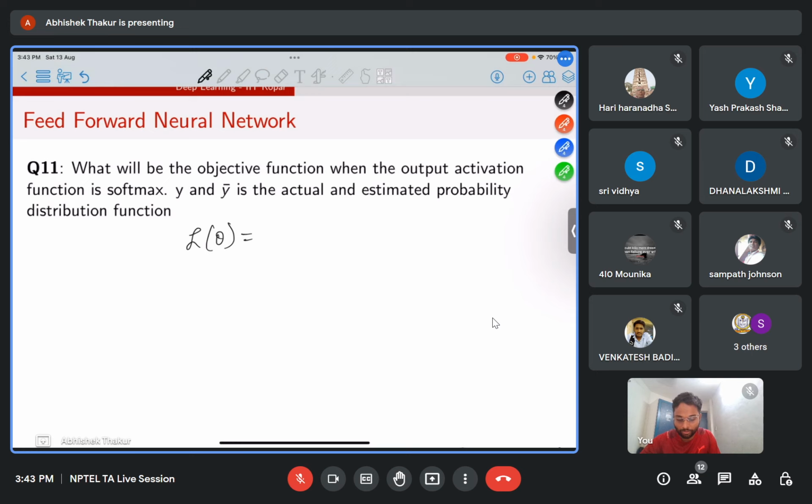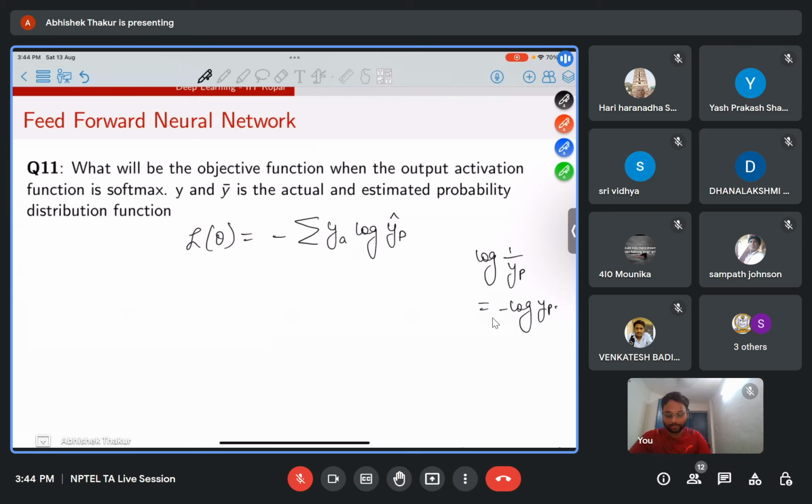So how do we denote the cross entropy loss? That is equal to the summation of y actual times log of y predicted, with a minus sign. Why is there a minus sign? Because if you take log of 1 by yp, it becomes equal to minus log yp. So that's why we have taken a minus sign. So this is our loss function.